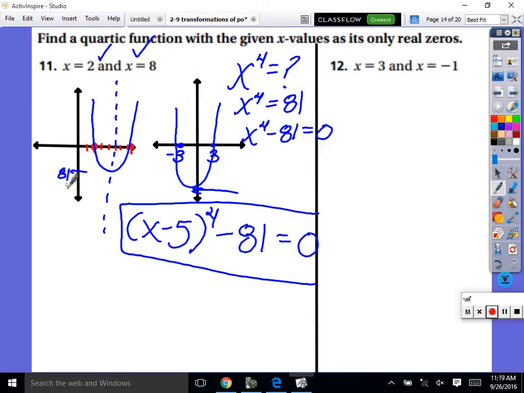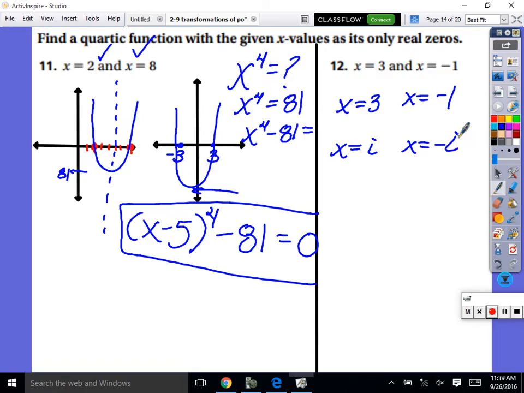It says, write any quartic with these as the only real solutions. So we have x is equal to 3, we have x is equal to -1. I'm going to say x is equal to i, and x is equal to -i. Won't those be imaginary solutions? Guys? So won't we only have 2 real solutions for this?